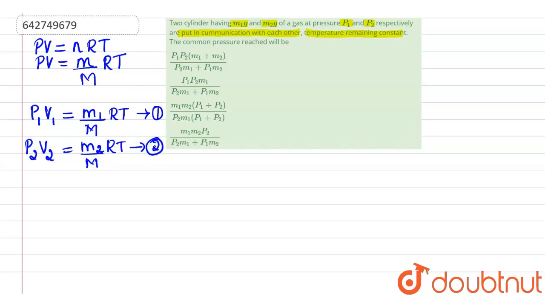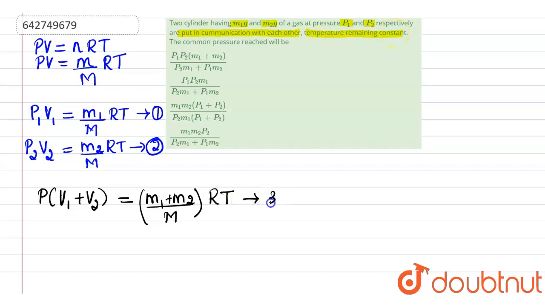Now what do we have to note here? It is the same kind of gas, so the molecular mass is going to remain constant for both of them. So this is before putting in contact. Once I put them in contact, they will attain a common pressure P, and the volume is going to be the total volume V1 plus V2. Similarly, the total mass is M1 plus M2, so P(V1 + V2) = (M1 + M2) / M into RT. T is not varying because the temperature remains constant. Let's call this equation 3.